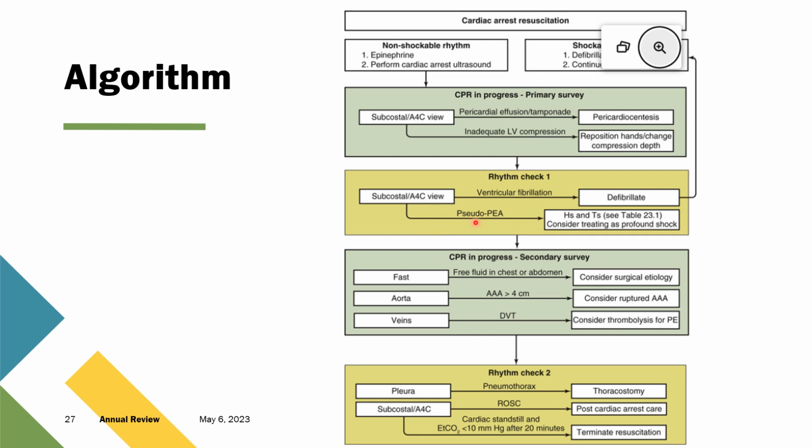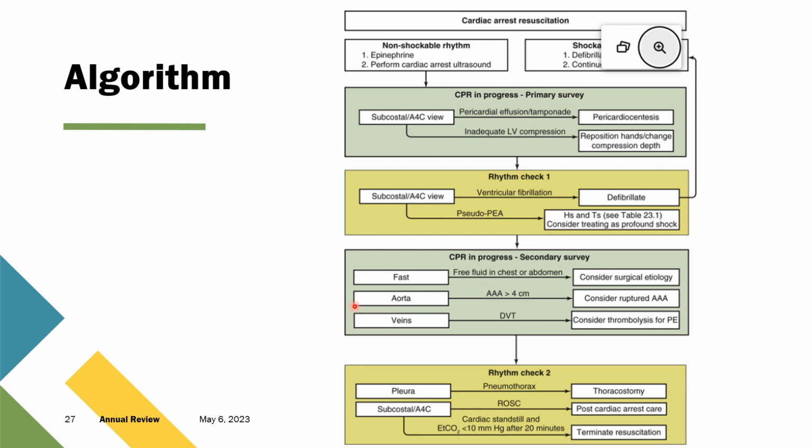If there's a pseudo PEA, evaluate the H's and T's as we talked about in the previous table and consider treating as profound shock. And if they continue on with CPR, you can progress to a secondary survey. So you can go to a FAST exam, or the EFAST exam, looking for free fluid in the chest or abdomen, assessing for pleural effusions, looking for where perhaps a bleed is coming from, and consider moving that patient to surgery if you do find that there is some sort of probable bleed causing the cardiac arrest.